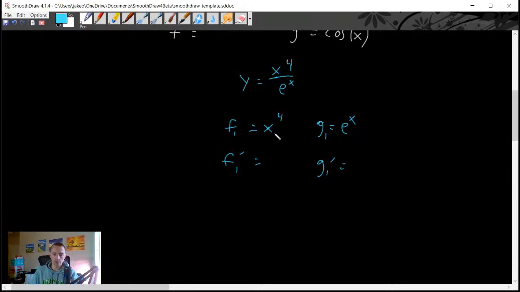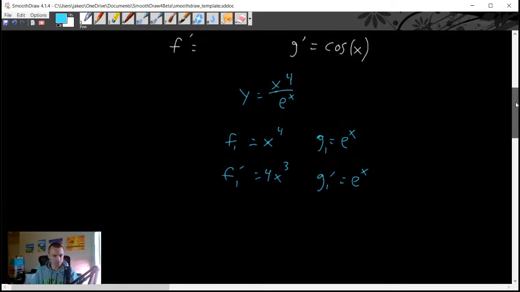So the derivative of x to the fourth, we could find just using the power rule. We're going to bring the 4 down in front, leave our x as x, and then minus 1 from the power. 4 minus 1 is 3. The derivative of e to the x is just e to the x. It is a very unique function where it is its own derivative.